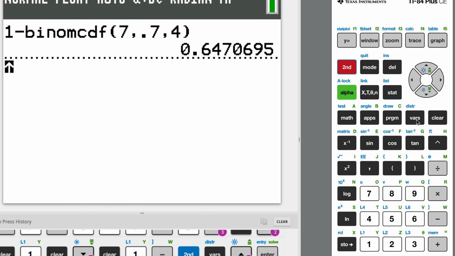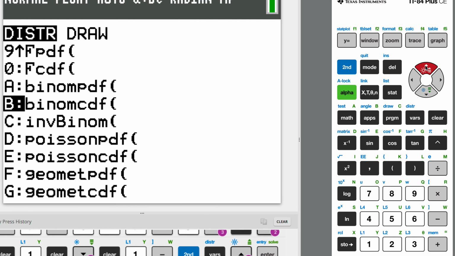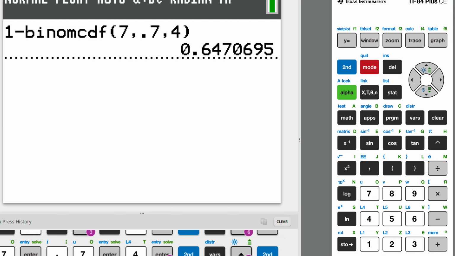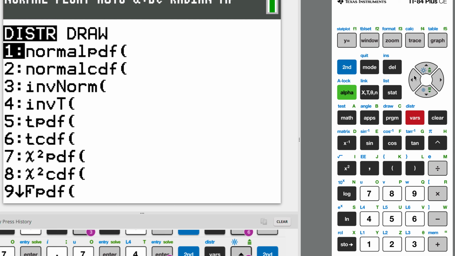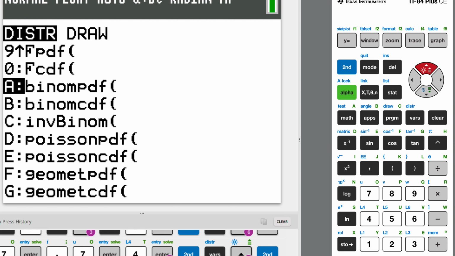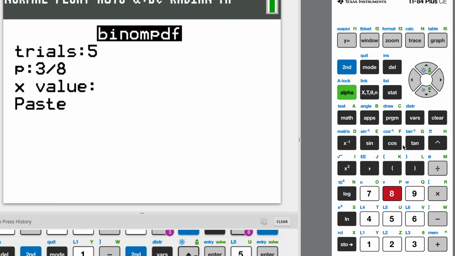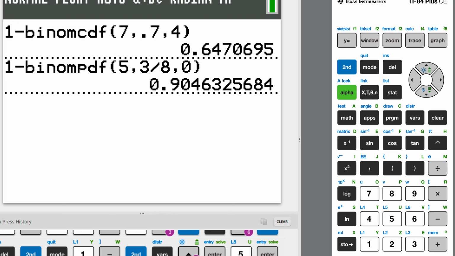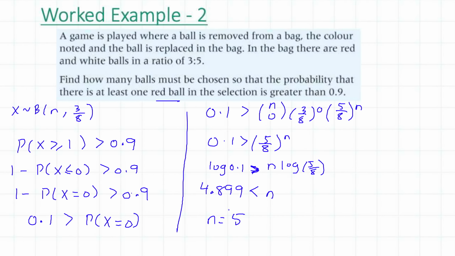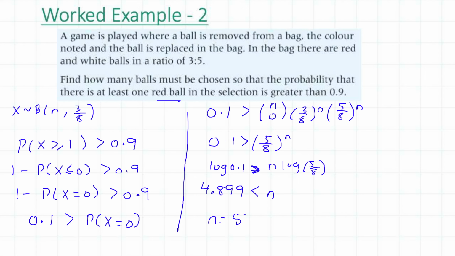If I go to the distribution, this is 1 minus the probability of getting, if I have 5 trials, probability 3/8, and 0 here. It is bigger than 0.9. So this is an example where one of the parameters is missing. n was missing here. We'll see an example at the end where p is missing.